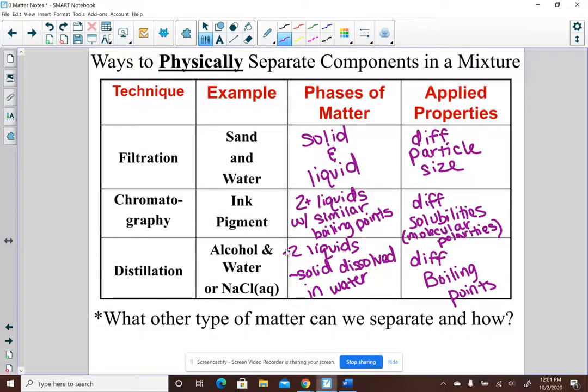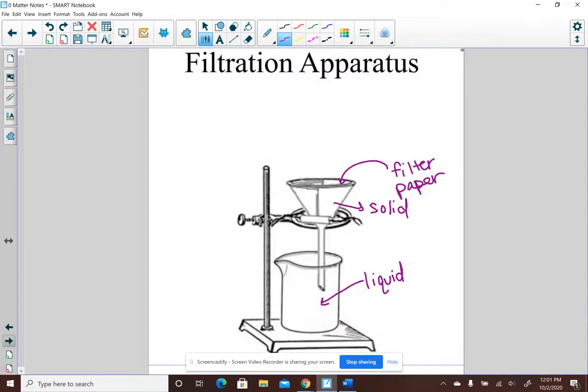Okay. So what other type of matter can we separate and how? We can always separate mixtures. We can also separate compounds, but we wouldn't be able to do that physically. We would have to do it chemically. Do you guys remember the only type of matter that can't be separated or broken down? Elements, because they're already in the simplest form.